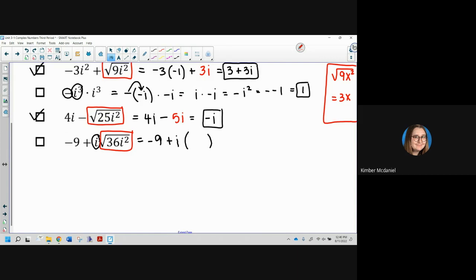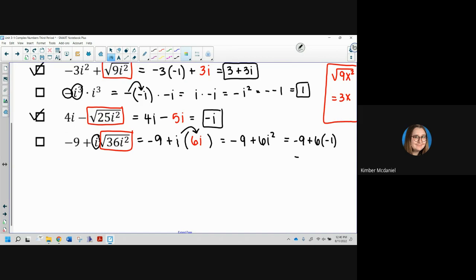6i. Perfect. So I'm going to put that in parentheses here. Okay. We're going to distribute the i into the 6i. I heard somebody say 6i squared over here. Yeah, that's right. So we have negative 9 plus 6i squared. We've got an i squared, so we've got to replace it with negative 1. So I'm going to have negative 9 plus 6 times negative 1.